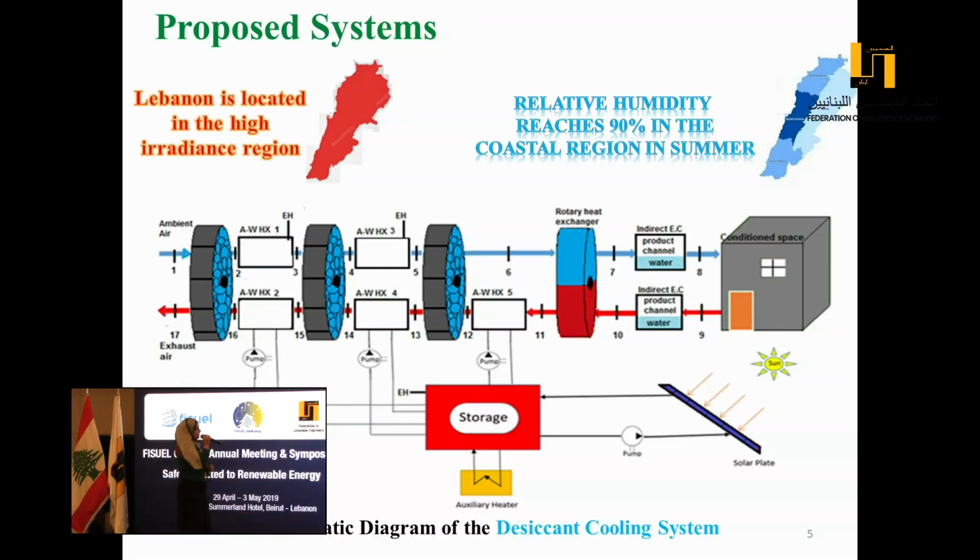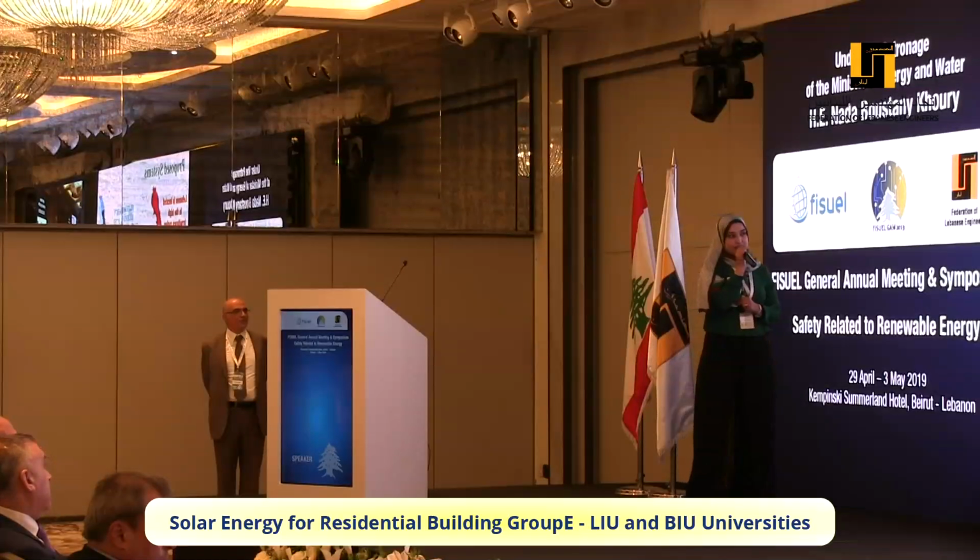For the proposed system, why did I go for solar? First of all, Lebanon is located in a high irradiance region, as the solar GIS maps show. Humidity is a crucial factor for cooling systems, and in Lebanon the relative humidity can reach 90% in the coastal region in summer. Let's have a brief summary of our system.